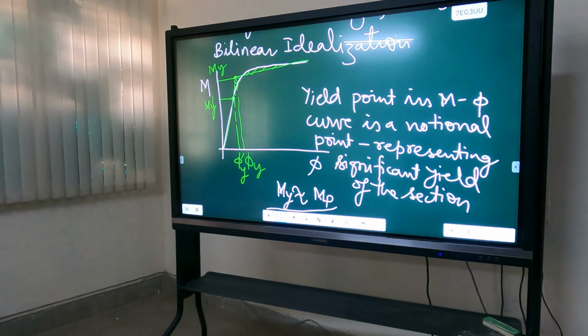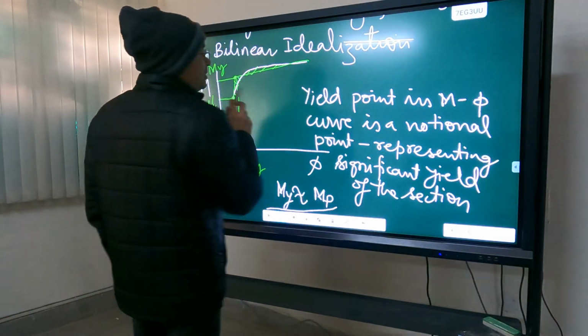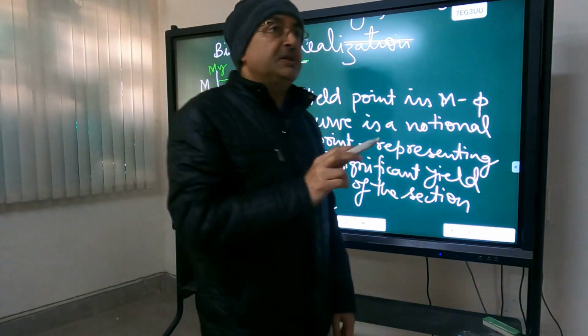If you do that, you have to do analysis only for two strains. One is corresponding to M_y dash when epsilon reaches epsilon y, and another one is the ultimate point when epsilon reaches epsilon u. Then you can calculate M_p and phi u, and M_p you can take as M_y. So just by doing analysis at two points, you can get this equivalent bilinear curve in case of steel sections.